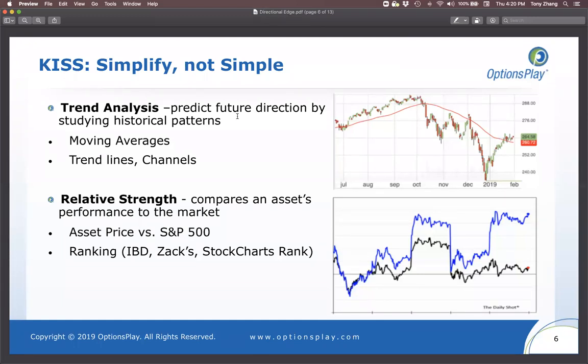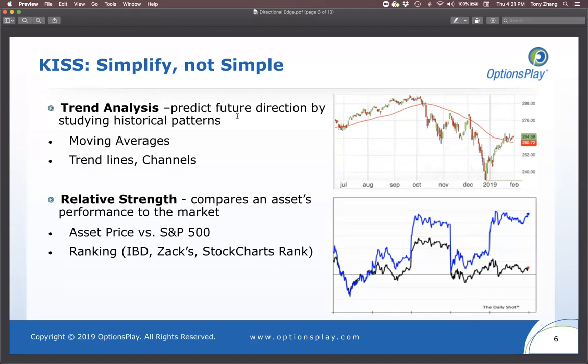So we use trend analysis in a slightly different way, and I'll show you that in a second. But trend analysis is really the ability to look at an asset against itself and get a sense for where it's going to head in the future. Conversely, just looking at an asset against itself sometimes is not enough. That's why we use relative strength.